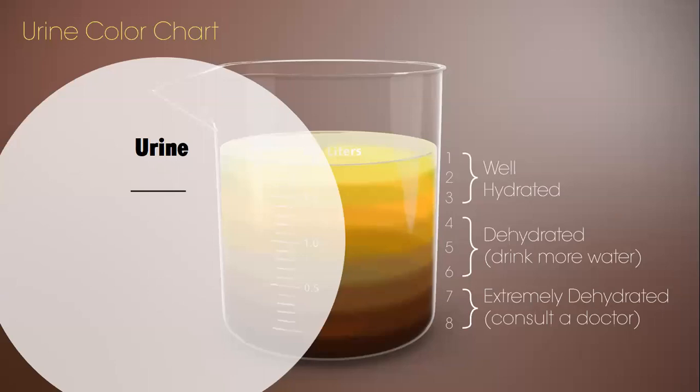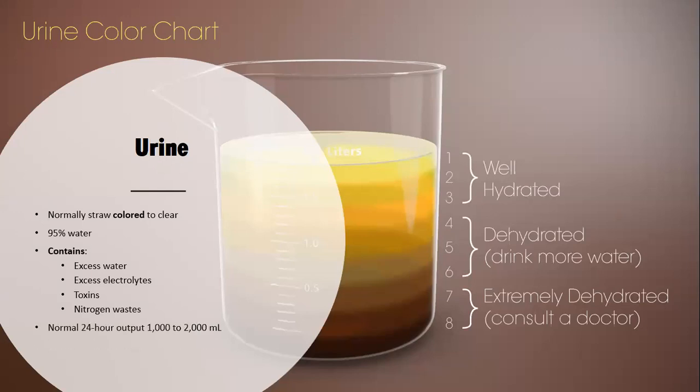Urine color is normally straw colored to clear. It consists of 95% water and contains excess water, excess electrolytes, toxins, and nitrogen wastes. The normal 24-hour output is about 1 to 2 liters.